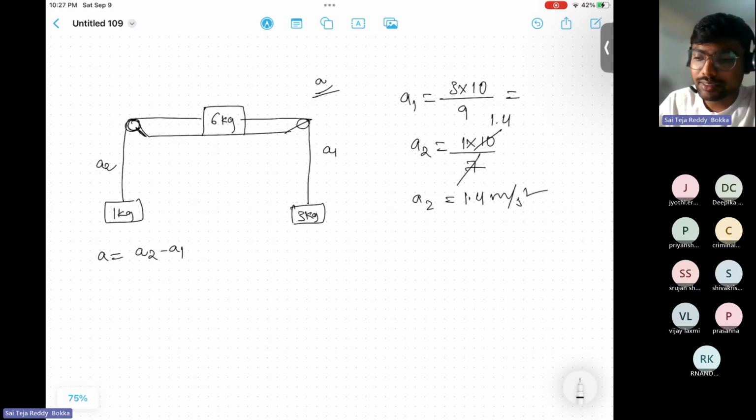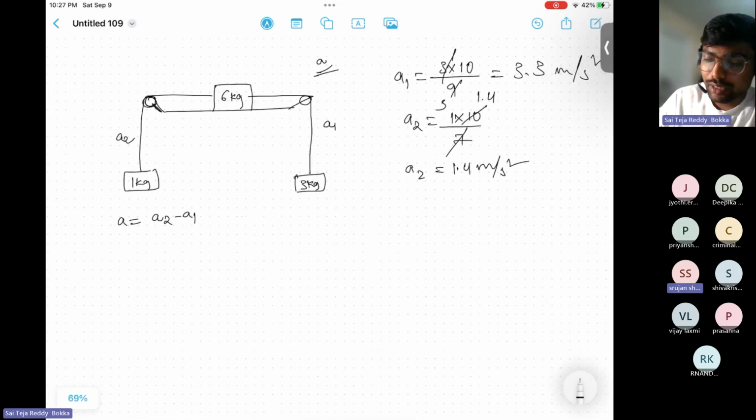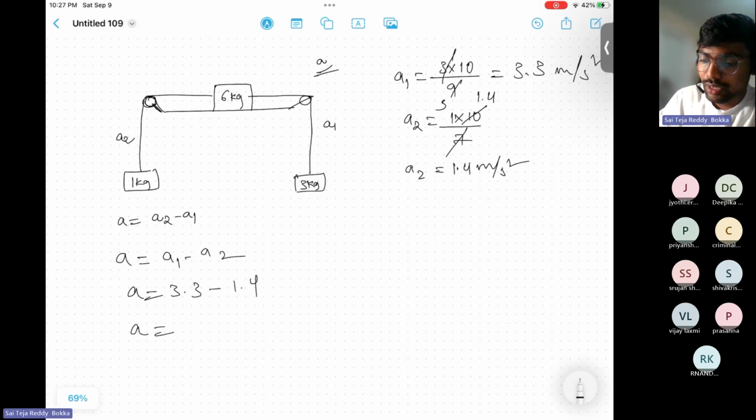When it comes to A1, what is the acceleration for this? 3.3 meter per second square. So if acceleration is equal to A1 minus A2, that will be 3.3 minus 1.4. This will be around 1.9 meter per second square.